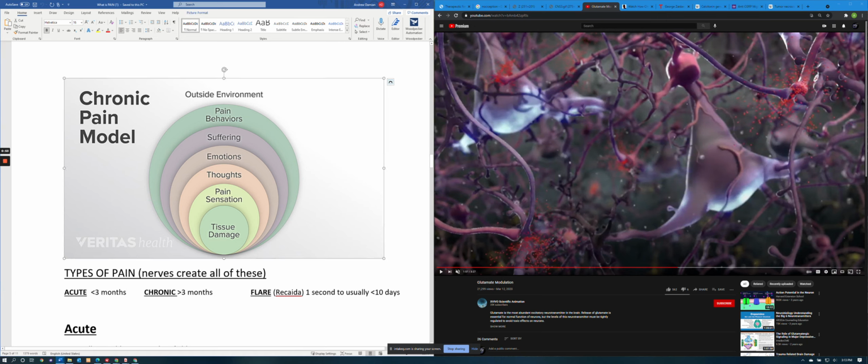So this idea of chronic pain is that there are several things that contribute to pain, and that's this circle right here, pain sensation, our experience of pain. Although this isn't a complete image of everything, this is a good start. So tissue damage can, of course, cause acute pain and chronic pain and flares. It could play a role in all of that. But the way in which it produces pain is through the nervous system. And that's something that we're going to go into in just a little bit.